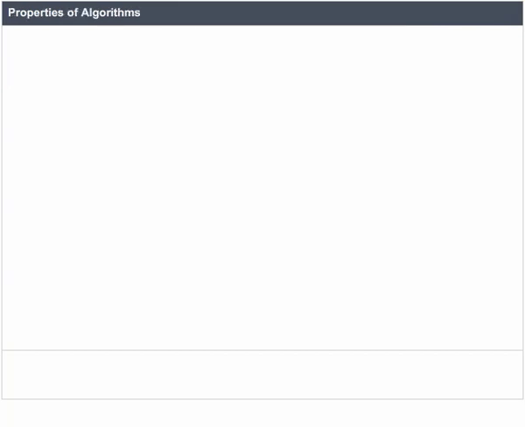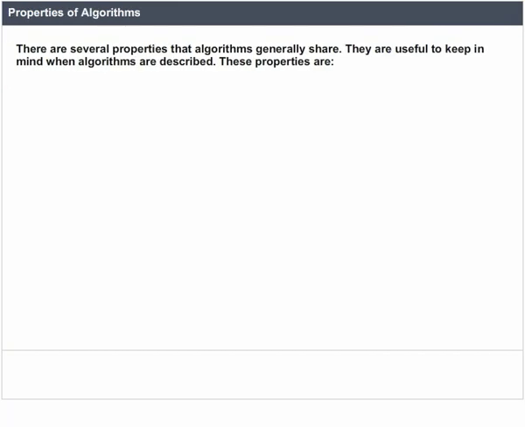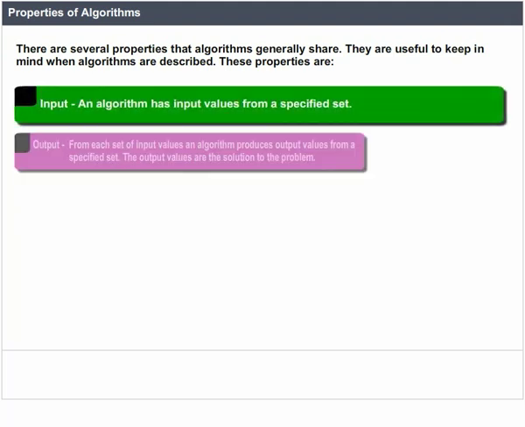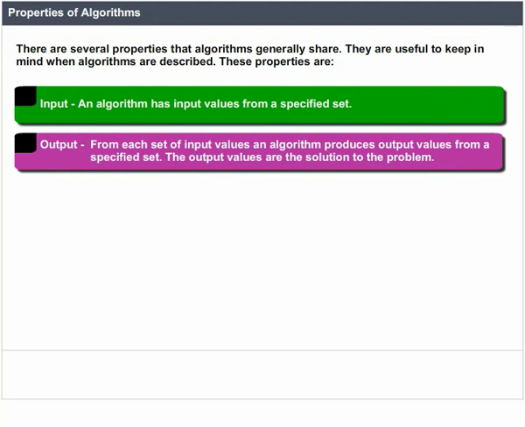Properties of algorithms. There are several properties that algorithms generally share. They are useful to keep in mind when algorithms are described. These properties are: Input. An algorithm has input values from a specified set. Output. From each set of input values, an algorithm produces output values from a specified set. The output values are the solution to the problem.